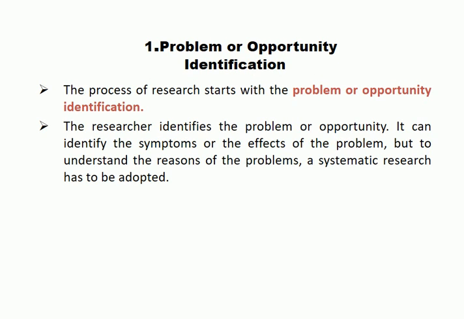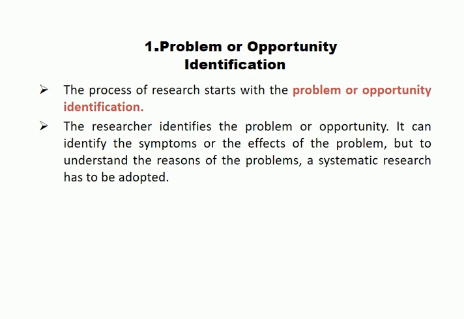So the first step is problem or opportunity identification. This is a very important step. Although I would say that every step is important, but in problem or opportunity identification, the researcher, a person who is interested to conduct a research, identifies where the problem lies. So it can identify the symptoms or effects of the problem, but to understand the reasons of the problem, a systematic research has to be adopted, definitely. So in order to execute the research, you have to identify where the problem lies.